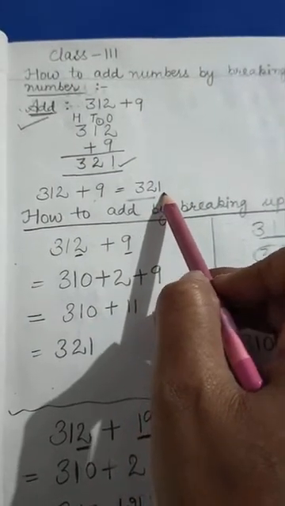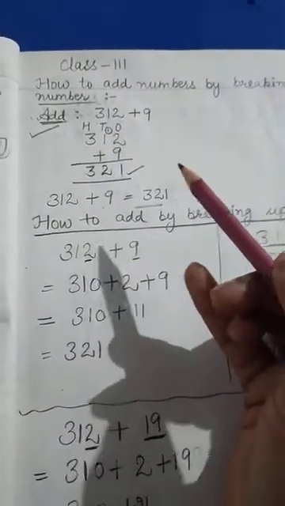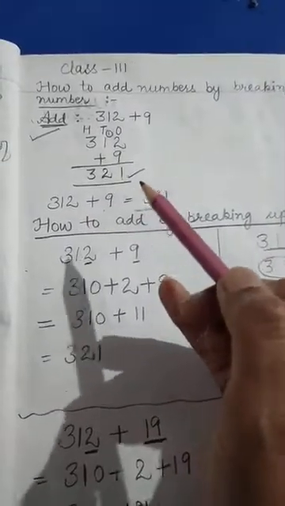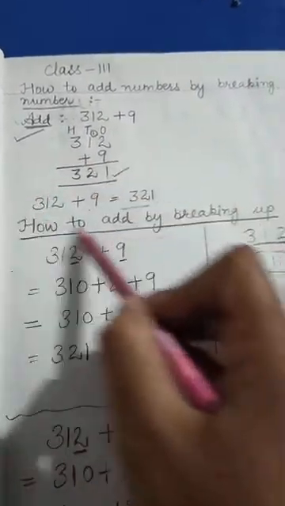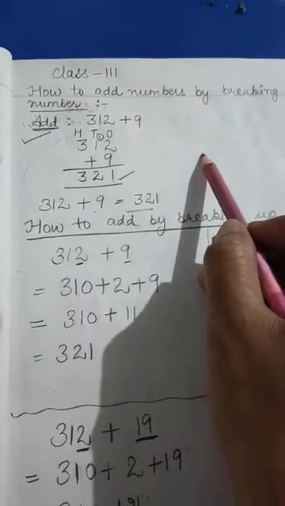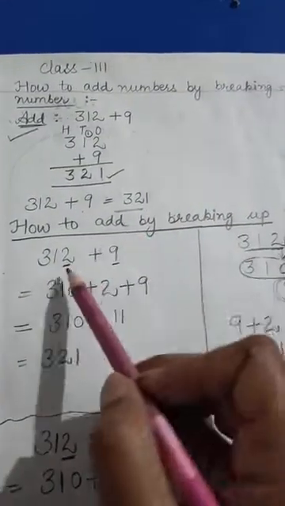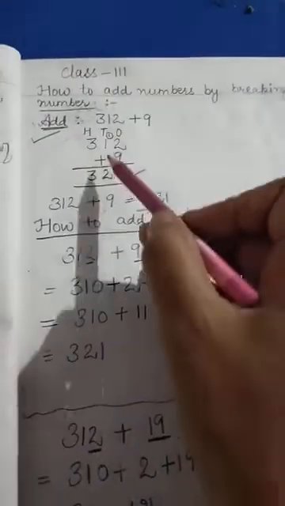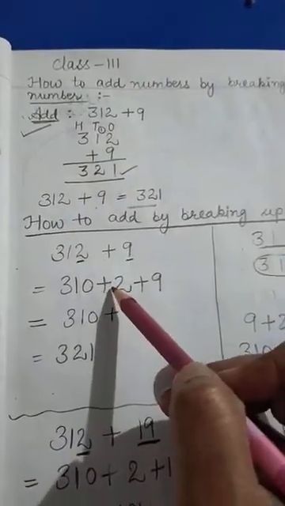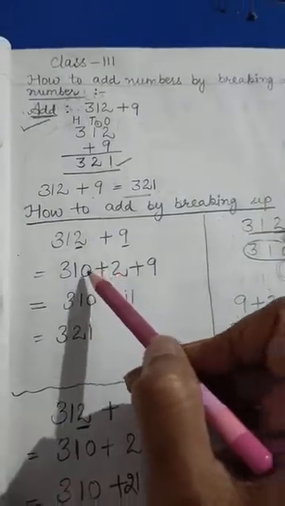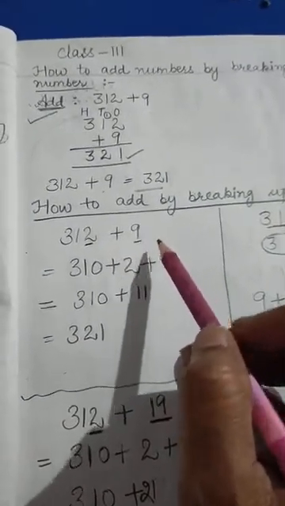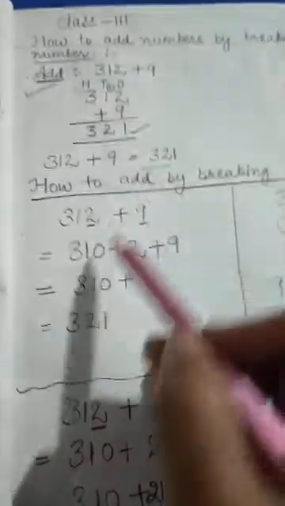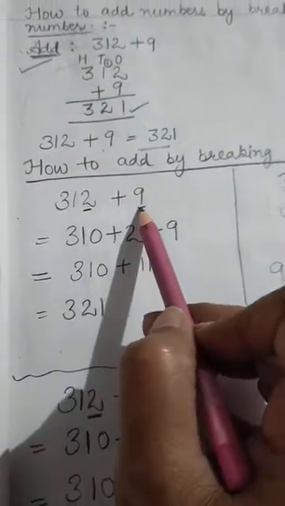This is called simple addition, as we usually do in our daily life. This addition is according to the method you have learnt up to this time. But today I will tell you one new method, that is how to add by breaking up the numbers. I will take the same statement as an example, to show how to break the numbers and how to add after breaking the numbers. See, 312 plus 9.